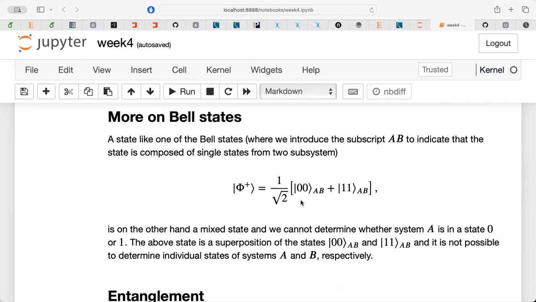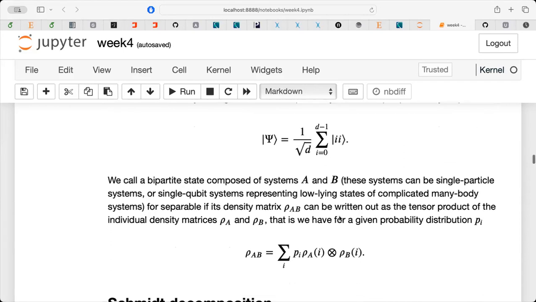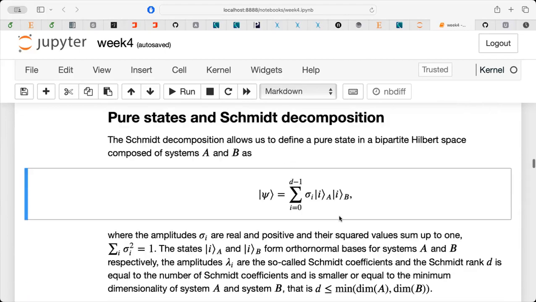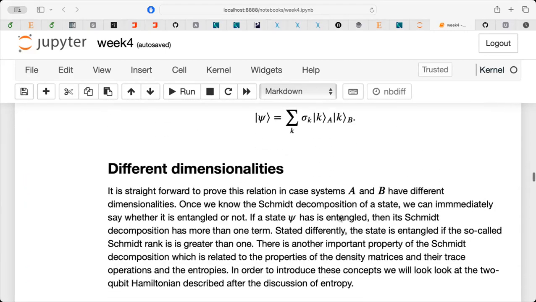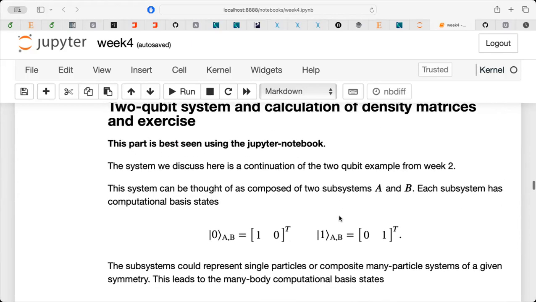If I, however, look at the subsystems, when I start with this state, this Bell state, I don't know in which state qubit A is in, whether it's in 0 or 1. So what we are going to do now is to calculate the specific definitions. We are going to calculate the density matrix of subsystem A and subsystem B.